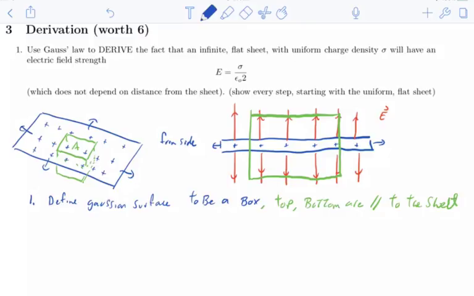Step 2. The Gaussian surface is a box, top and bottom parallel to the sheet, area A, like I wrote there. The box contains charge. How much charge is in the box? It's going to cookie cutter its way through the sheet. It's going to cut a segment of the sheet, area A. And so in terms of the charge density, sigma, it's going to be that much charge. Next step.